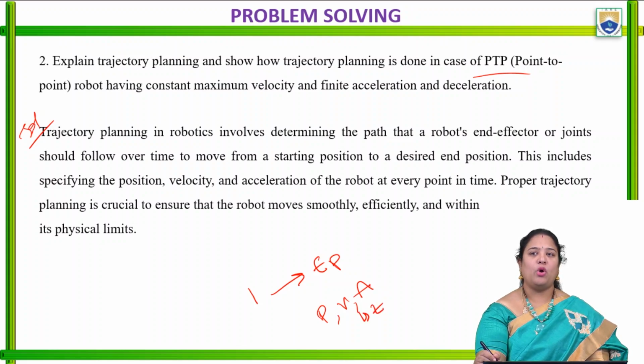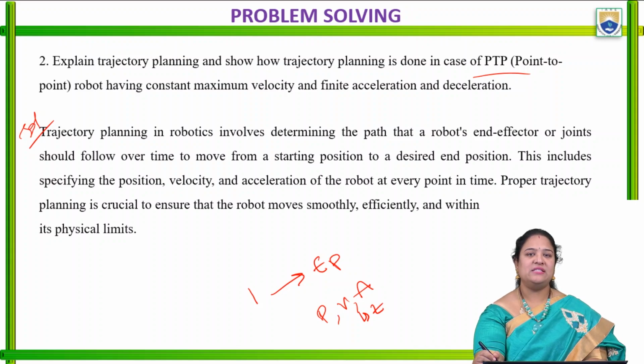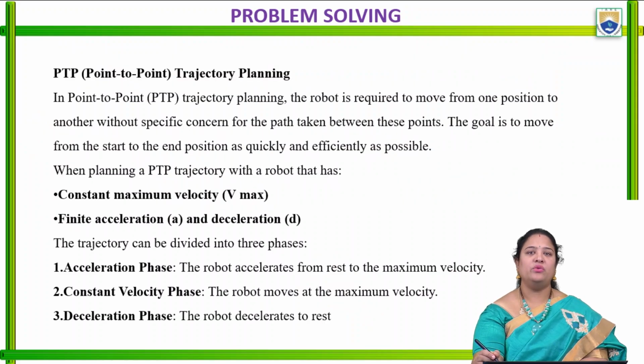Here the proper trajectory planning is crucial to ensure that the robot moves smoothly, effectively and within its physical limits. Right? That is known as trajectory planning. Now let us see how the P2P trajectory will be done.